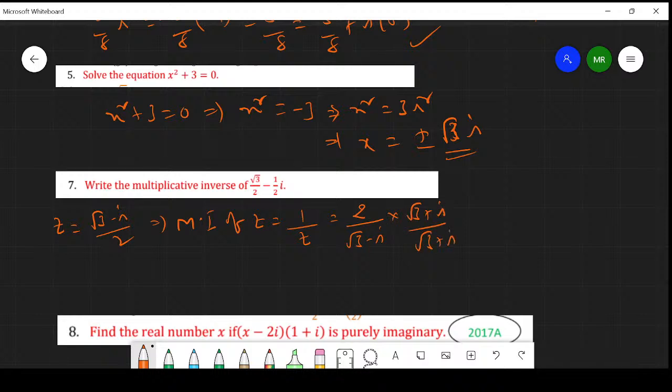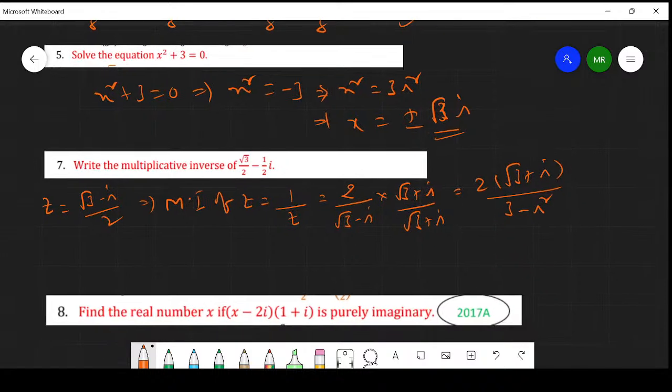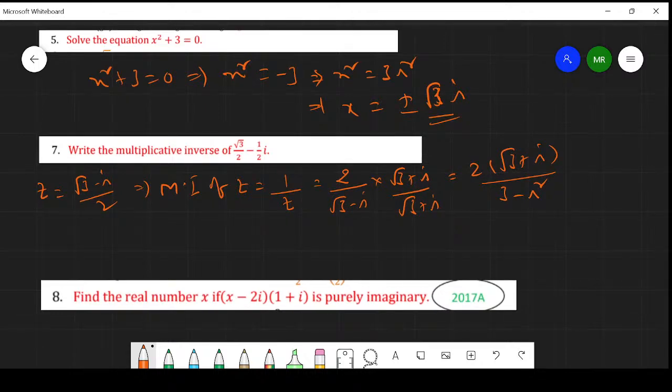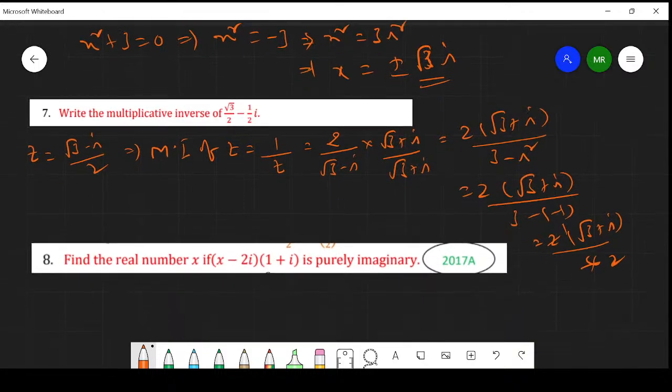Then you will get 2 into root 3 plus i by (a plus b)(a minus b), which is a square minus b square: 3 minus i square. But we know that i square is minus 1. Then I can write 2 into root 3 plus i by 3 minus of minus 1. It will be 4, right? 2 into root 3 plus i by 3 plus 1, which is 4. Then simplifying by 2, the answer will be root 3 plus i by 2.